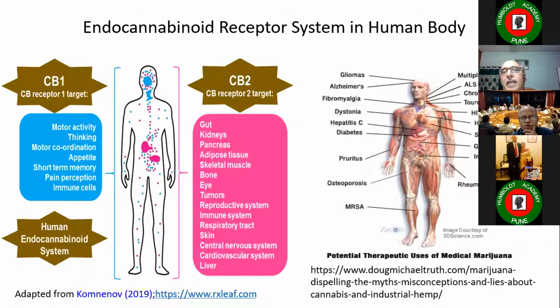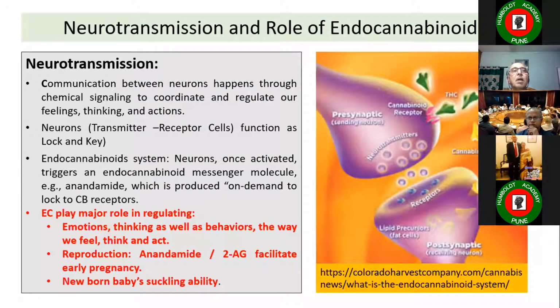Now you can see on the right hand side how many parts of the body it can affect. So this is where the large number of applications for the medicines comes from. Just to give a little bit of why and how they work, I have the neurotransmission, you can read it. But the most important part is in the end, which is in red font: the endocannabinoid system plays a bigger role in regulating our emotions.